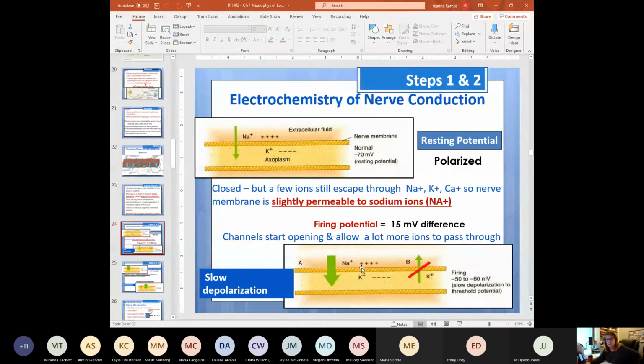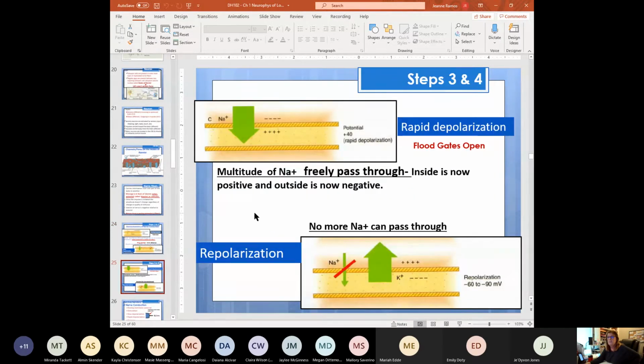But when it is more painful, as soon as this gets to 15 millivolts in here, which reduces this, you're just going to add it to negative 70. It will go somewhere between negative 50 and negative 60. That's called slow. And then all of a sudden, right after it hits the 15 mark, the floodgates open and it's going to go real fast.